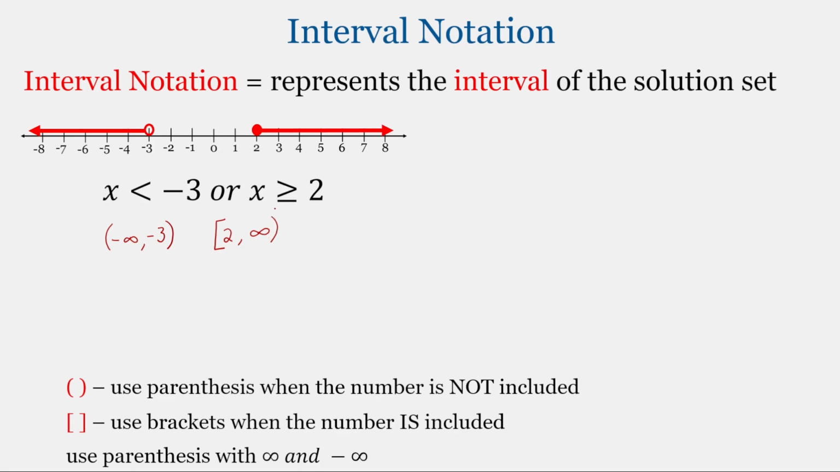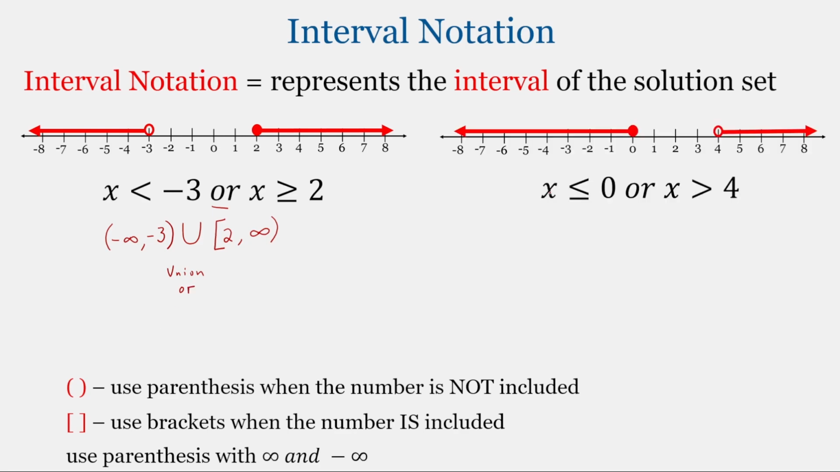And then to show that these two are connected, to show that or keyword, we're going to use this symbol that kind of looks like a U. That stands for the union of these two intervals. So the union of two sets of numbers uses the keyword or. And so for the second problem, using the union of two sets of numbers, we're using that keyword or.